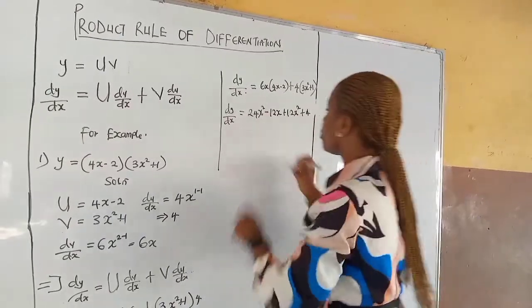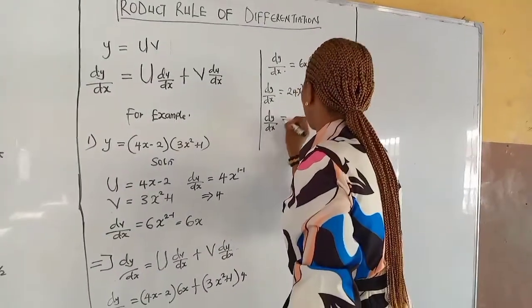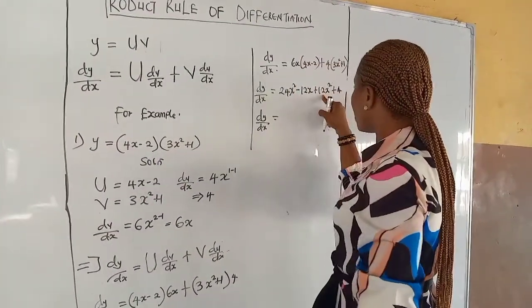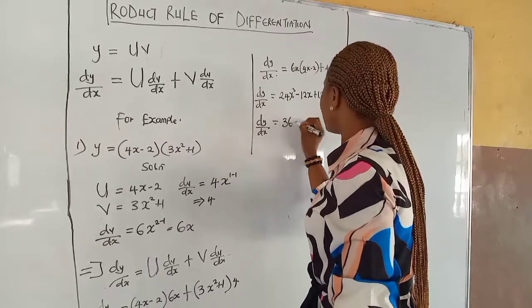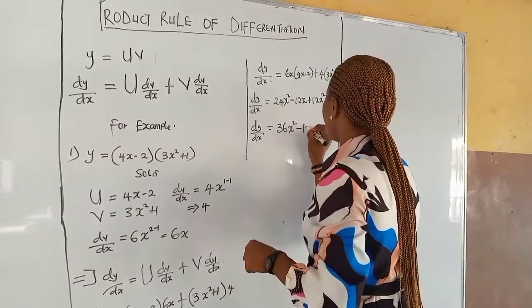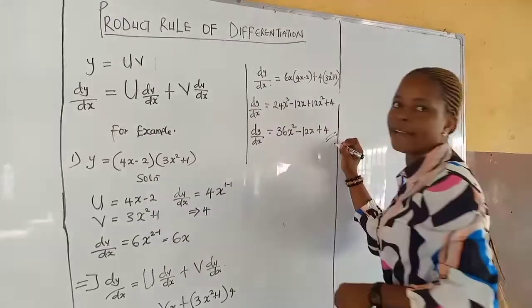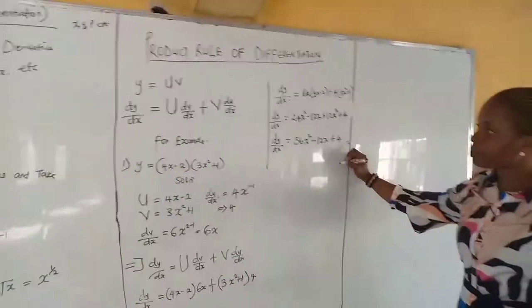We have x squared, we have x here, so we collect the common factors. 24x squared plus 12x squared will be 36x squared. There is no other x term, so we have minus 12x plus 4. And this is our final answer.